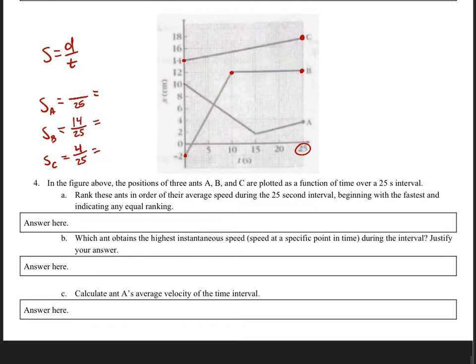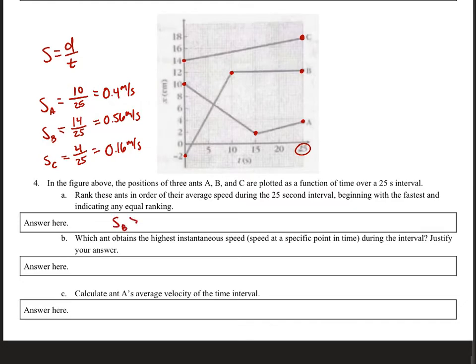And then what about A? A goes from 10 to 2, which is 8 meters, and then from 2 to 4, let's say that's another 2 meters, so 8 plus 2 would be 10 meters. So divide these fractions and get some decimals, and this is what we get. A has a speed of 0.4, B has a speed of 0.56, C has a speed of 0.16. So, rank from fastest to slowest average speed.